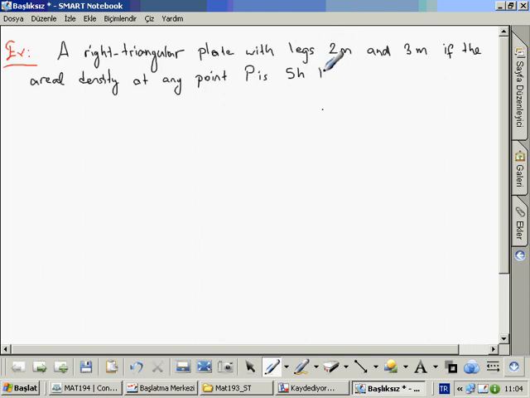H kilogram over meter square, and the h being the distance of P from the shorter leg.